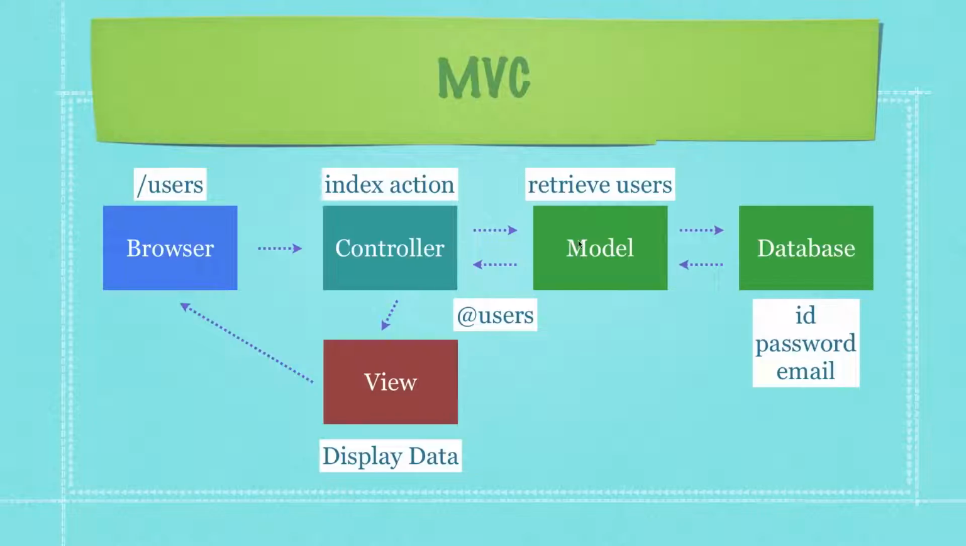Then the controller is going to tell the model, hey, I need all of the users, so go get them from the database. The database is going to call for the ID, password, and emails are going to be sent back to the models. That information is going to be stored in what is called an instance variable called users, which can be used by the view to display it in the browser. That is the whole process. Now let's look at it in detail.